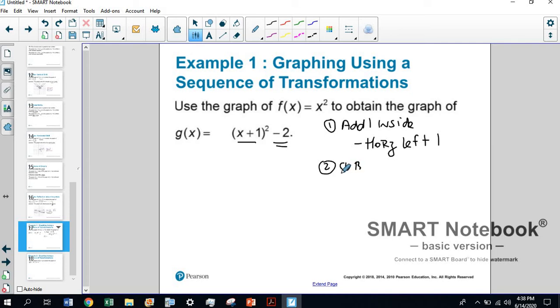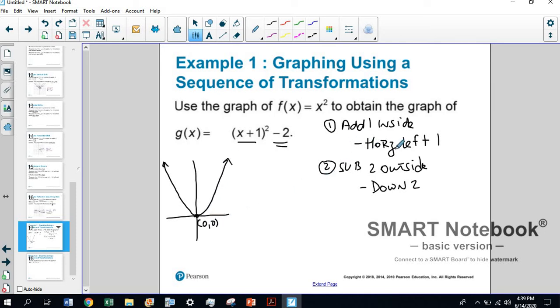We subtract 2 outside. What does that mean? That means we go down 2. So what does x squared look like? The basics of x squared. Remember, that's your parabola graph. That starts at 0, 0. So if we go left 1 and down 2, that puts my new vertex at negative 1, negative 2.